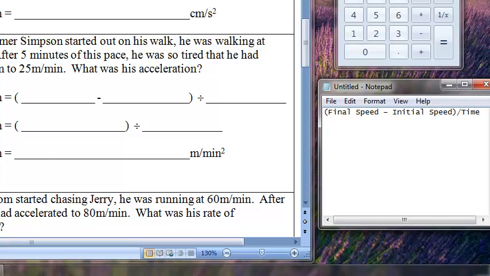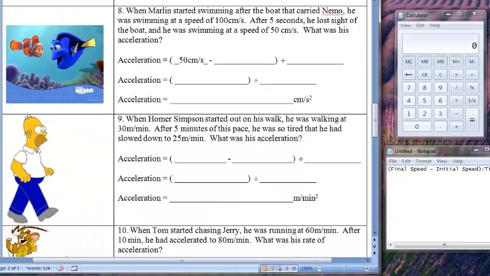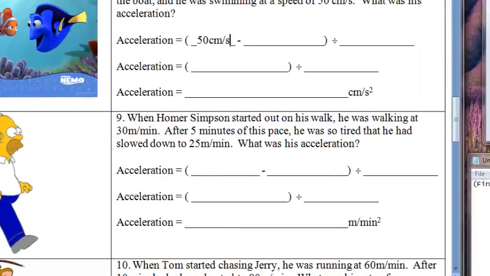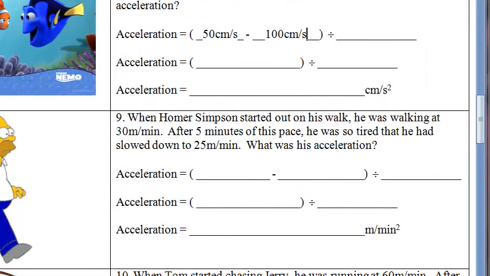So you need to look back at the problem and decide, what was his final speed? You should have chosen 50 centimeters per second. Now we need to subtract his initial speed, or his starting speed. Did you choose 100 centimeters per second? Once that's filled out, now we just have to divide the time it took. Looking back at the problem, we can see that it was 5 seconds.